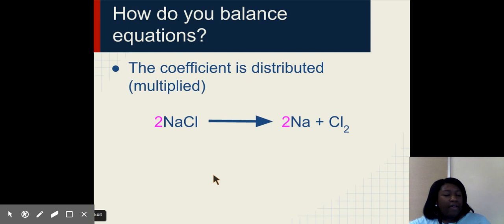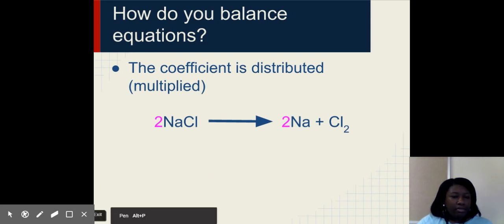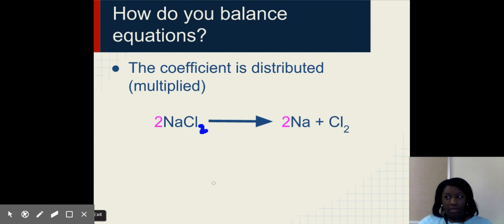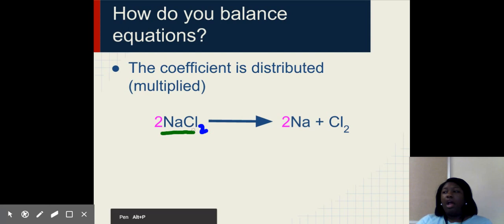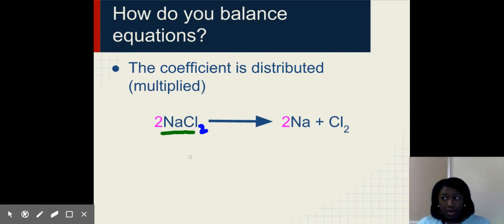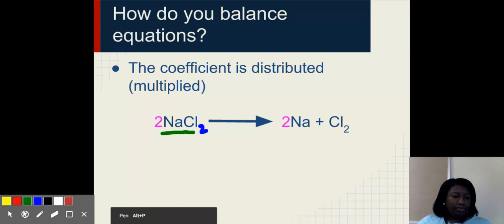I've had too many kids try to insert that 2 right here, and you can't do that, okay? You cannot do that. That NaCl right here goes together. So what happens to one must happen to another, okay? So please make sure you don't accidentally do that. So we balance the equations. We put the 2 over here. We put the 2 here, okay?